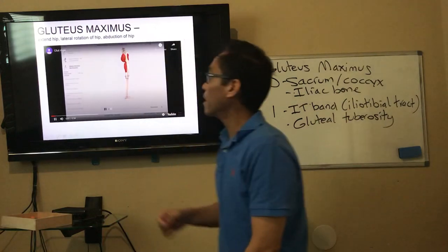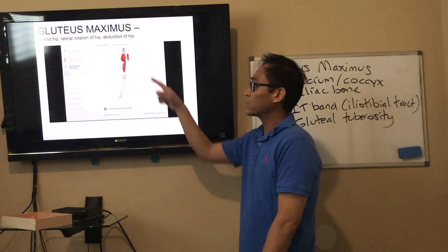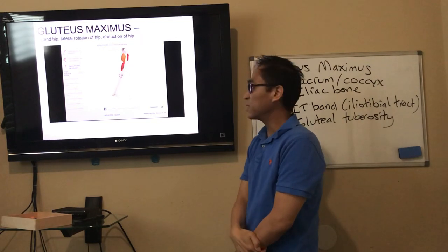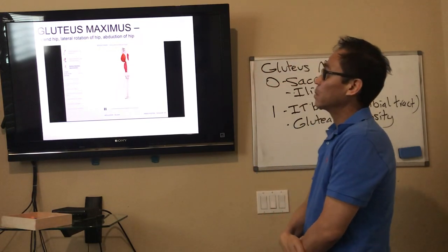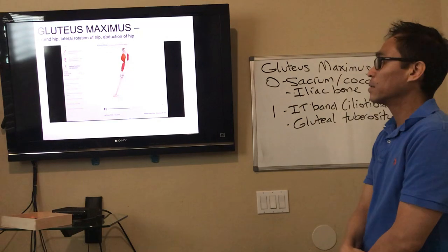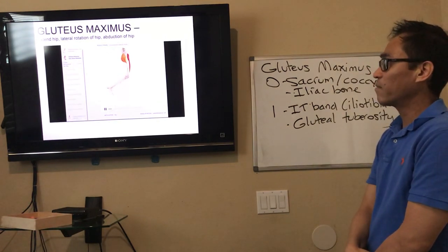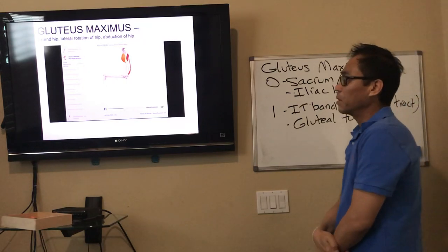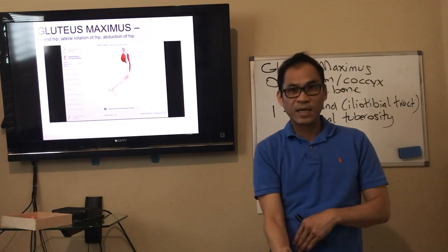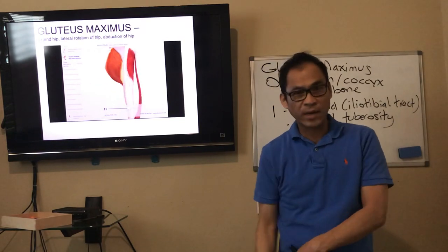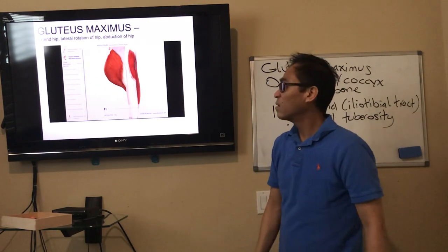It can extend hip. So when the muscle lights up, that's glute max. It's extending the hip back, right? That's hip extension. Next, I believe I'm going to show you lateral rotation of the hip. So lateral rotate hip is when you move your whole lower leg out. You're moving at the hip joint. You rotate it out.